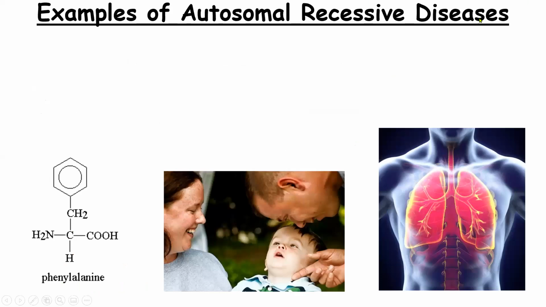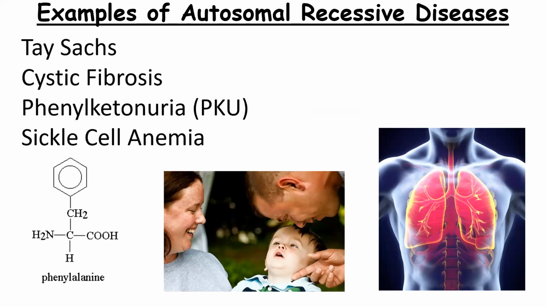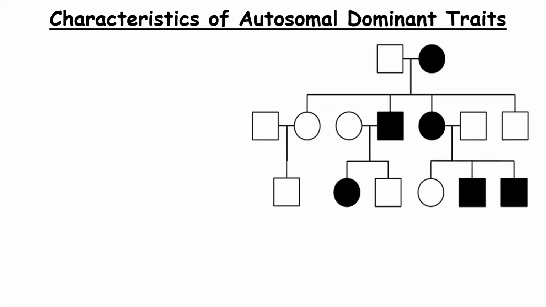Just a reminder of some examples of diseases that can be inherited in that manner, autosomal recessive diseases. We covered Tay-Sachs, cystic fibrosis, PKU, sickle cell anemia. These are all autosomal recessive disorders. And that was from a little while back, but it still applies now if we want to see how these traits, how these diseases are illustrated in a family history.